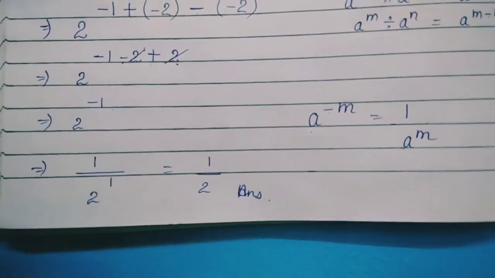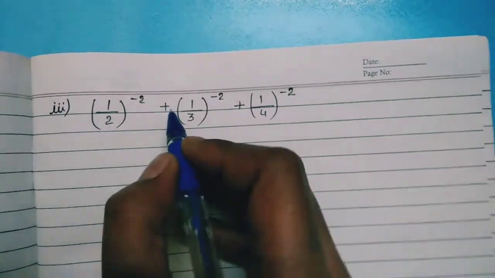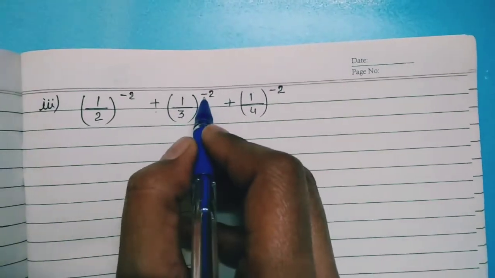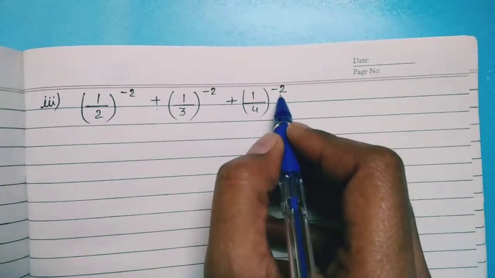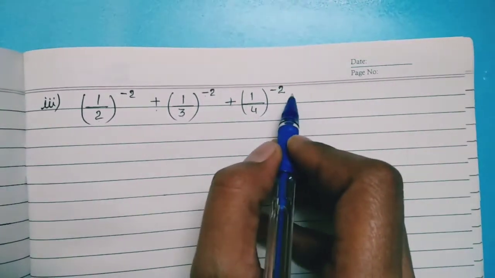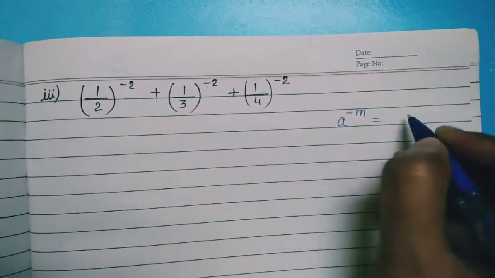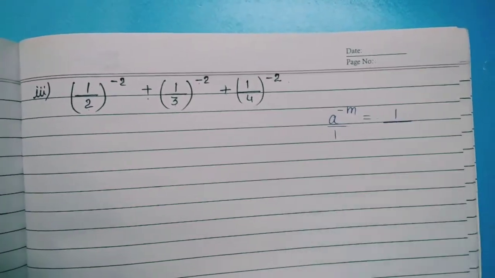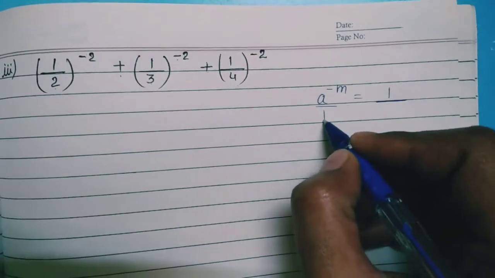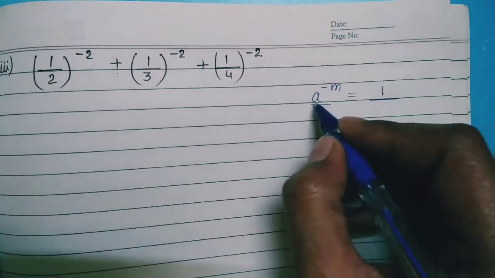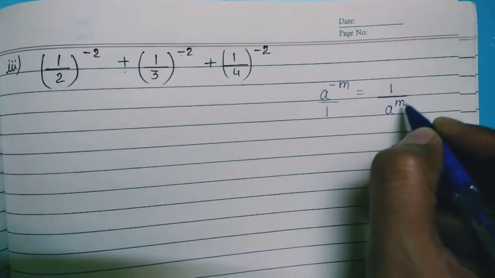Now the third question is (1 by 2) whole power is minus 2 plus (1 by 3) whole power is minus 2 plus (1 by 4) whole power is minus 2. You can simply see all are having the negative exponent. So this negative exponent will change into positive when we change the numerator into denominator and denominator into the numerator. So denominator is already in the numerator, and now this a raised to the power minus m will go in the denominator having the positive exponent.